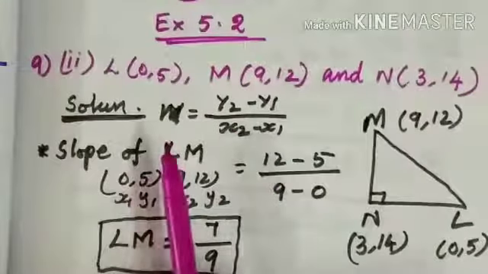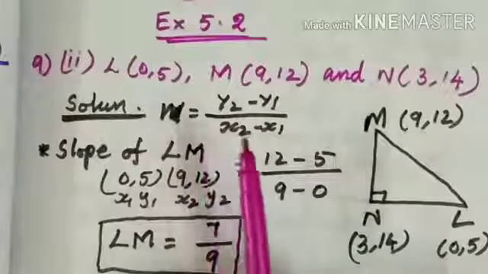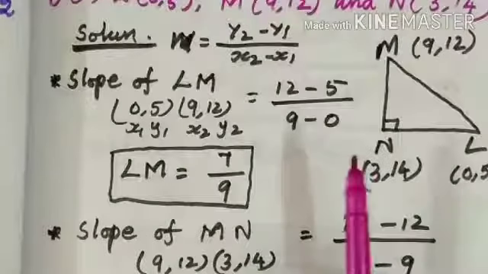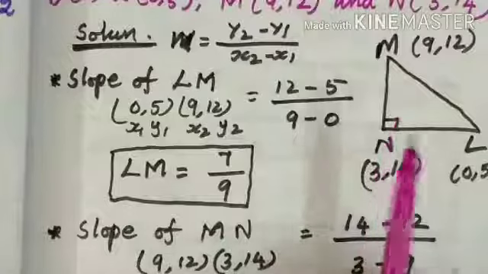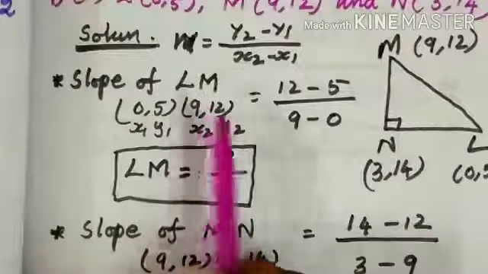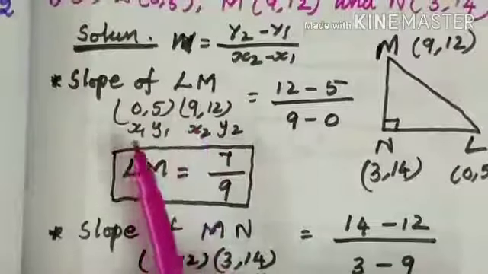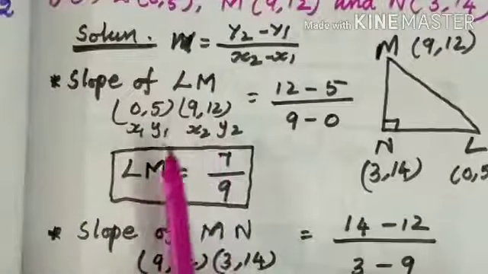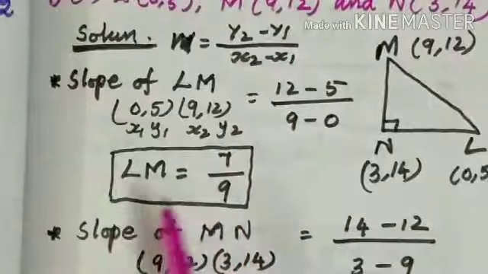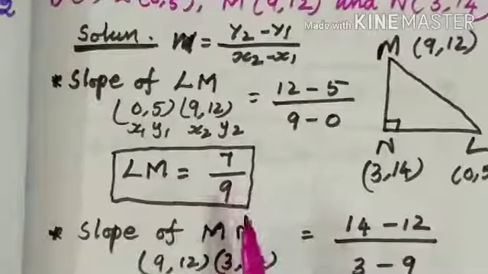First you take down and write the slope formula. m is equal to y2 minus y1 by x2 minus x1. Now you have to find the slope of three sides of a triangle, that is slope of LM. You take down and write the points 0, 5, 9, 12, that is x1, y1, x2, y2. Now apply these points in the formula, and we get slope of LM is equal to 7 by 9.